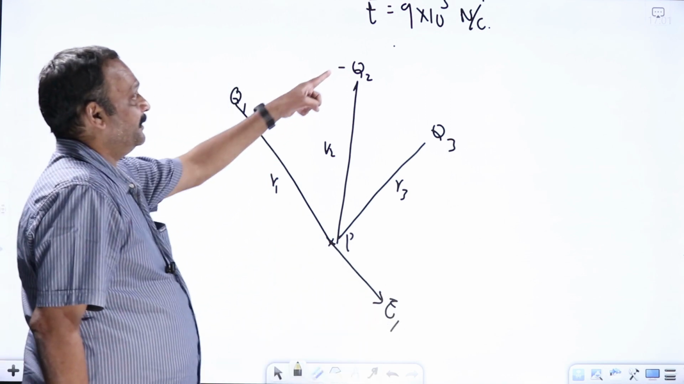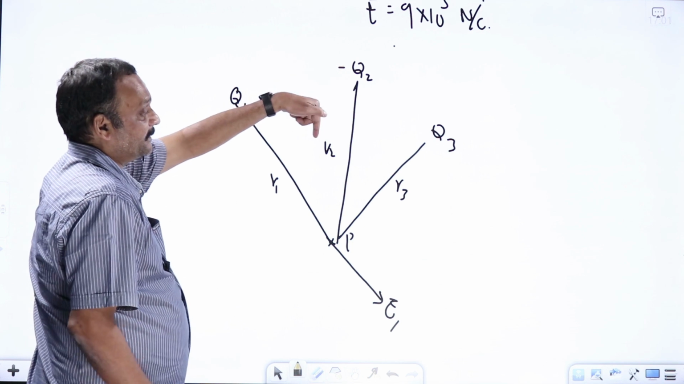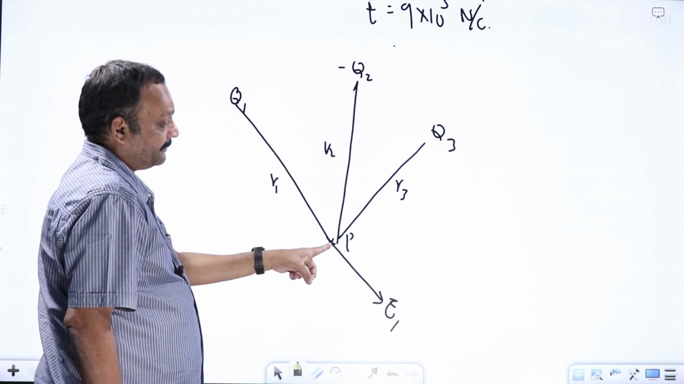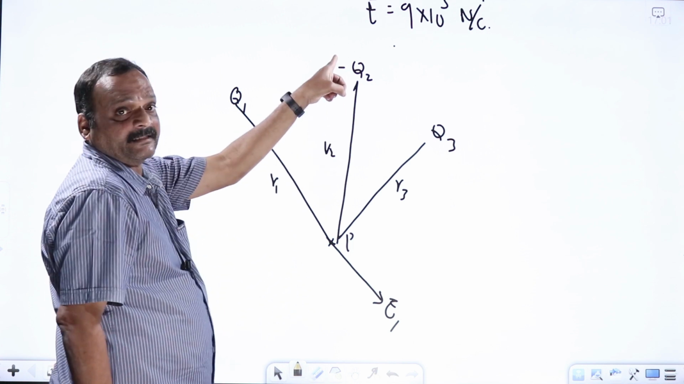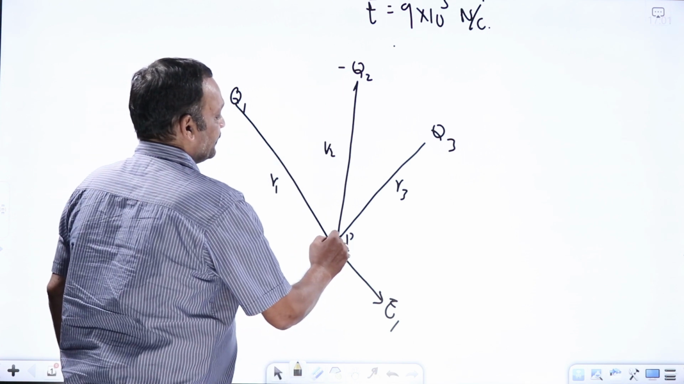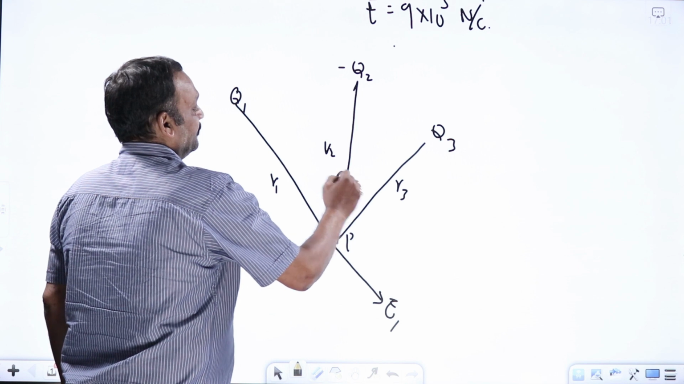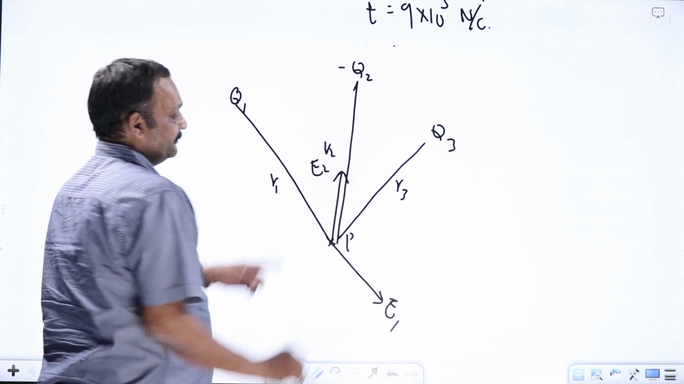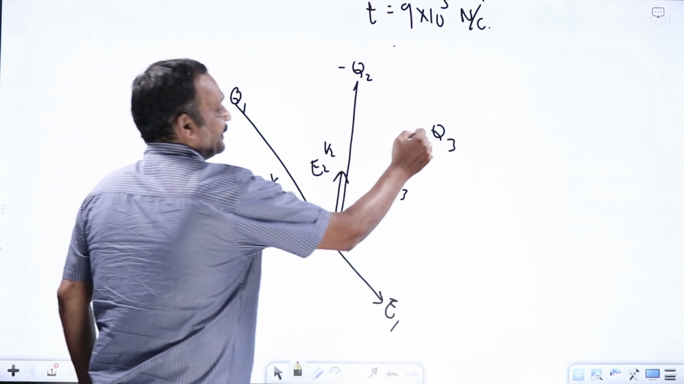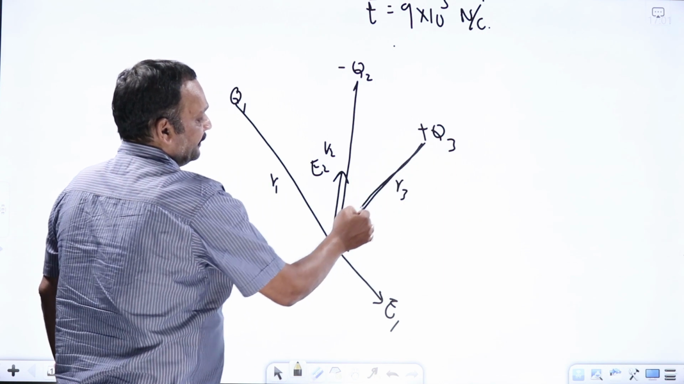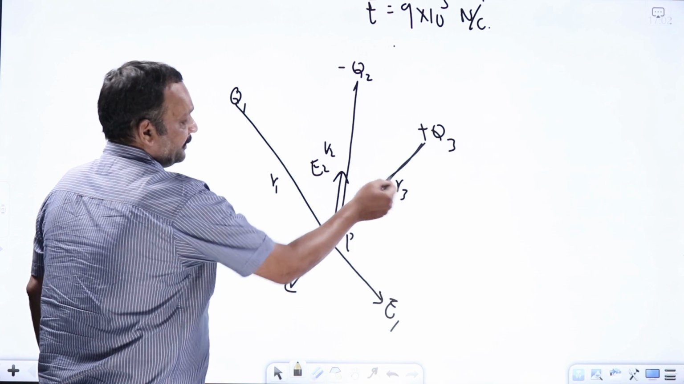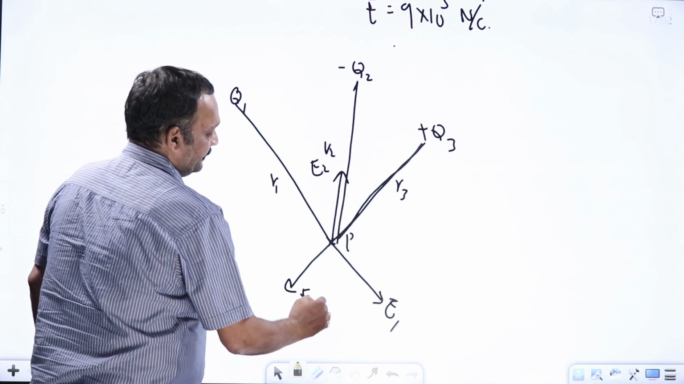Now we have negative charge Q2 here at a distance R2, so it produces some electric field at this point P. That electric field will be towards the negative charge, like this. Let us call it E2, which is in this direction. Q3 is again a positive charge, say. It will produce an electric field away from it like this. Suppose we call it E3.